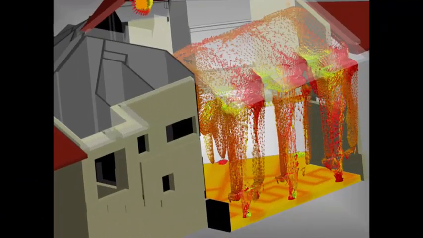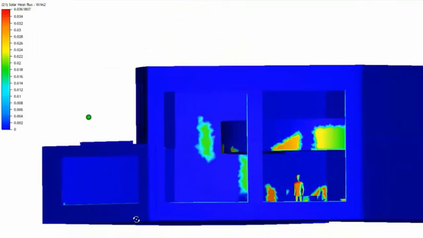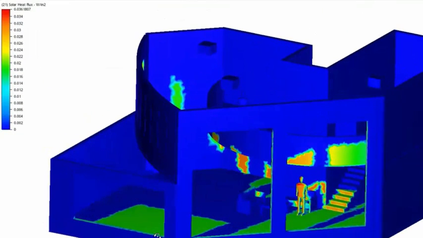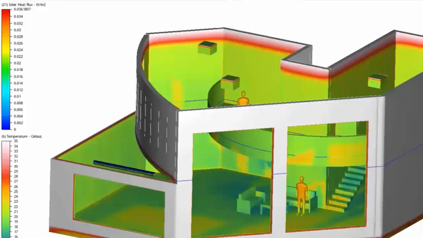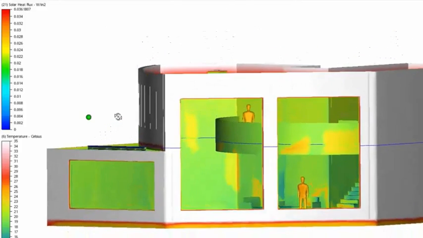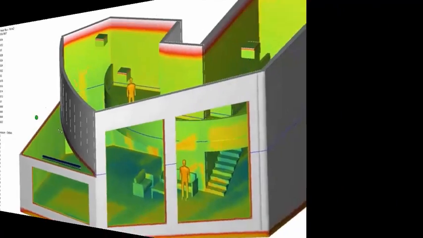In addition to visualizing the airflow, the engineer can also assess how both the airflow and temperature can affect occupant comfort levels. Heat from radiant sources, hardware, the sun, and even the occupants themselves can be taken into account.